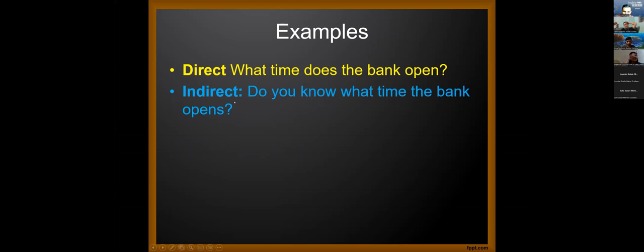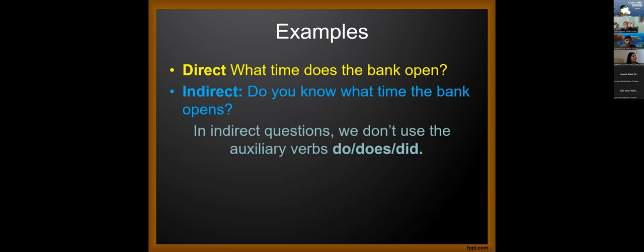Okay, why do we add S? ¿Por qué le agregamos S al verbo en este caso? Para eliminar el auxiliar does. Excelente, para eliminar el auxiliar does, ya que no podemos tener dos preguntas, eliminamos does y si es tercera persona, tenemos que agregarle S o ES al verbo. Okay. So here it says, in indirect questions, we don't use the auxiliary verb do, does, or did.